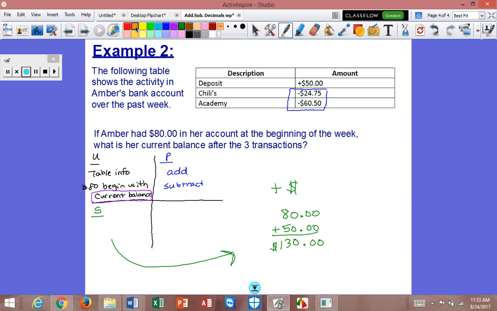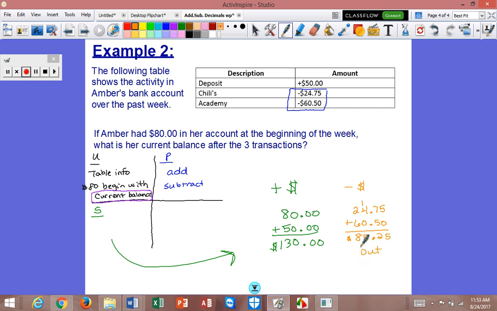Now I'm going to take what was taken away. So what money was subtracted? Well, $24.75, and then another $60.50. I'm adding this together because I want to see how much total was taken away from her account. So I'm going to add this. Notice I lined up decimals again. So $85.25 were taken out of her account. So that was taken out.